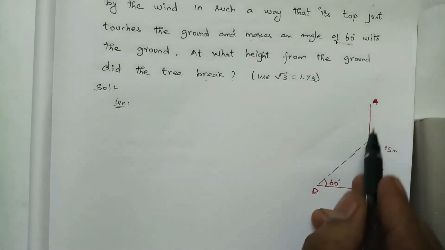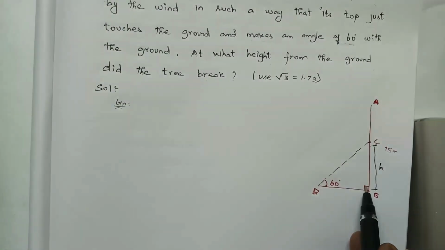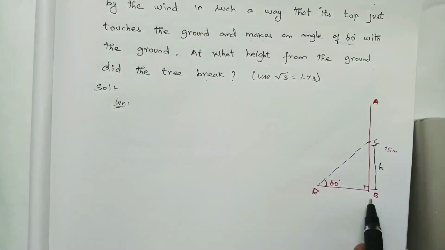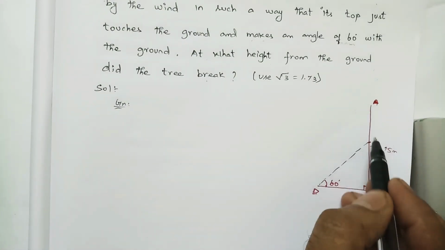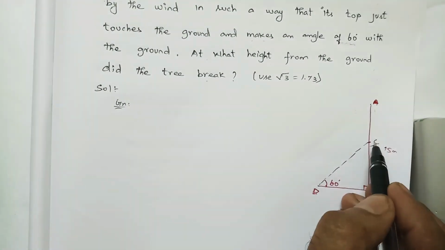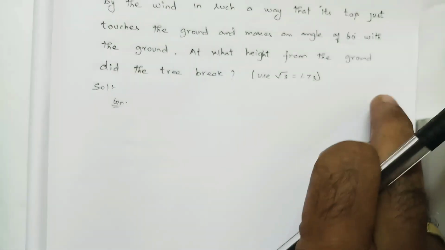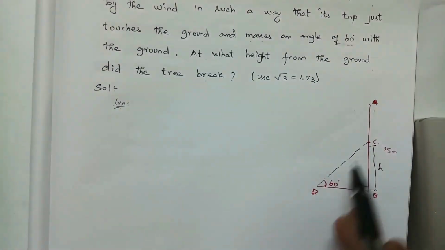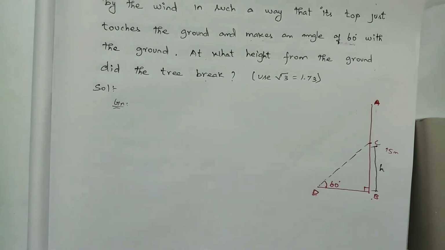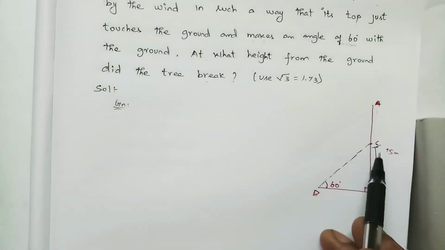See, AB is equal to 15 meter, right? Now, one more thing you want to know: the length of AC is equal to the length of CD, because this part alone has been broken and it is now touching the ground, right? So AC is equal to CD.